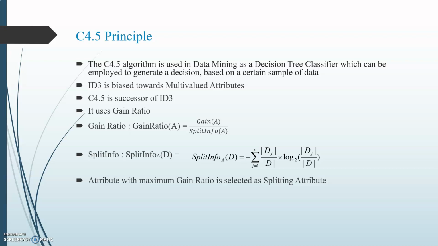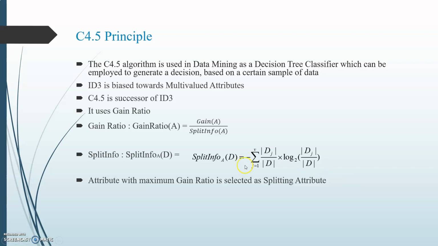The ID3 algorithm is biased towards multi-valued attributes, because ID3 favors attributes with a large number of values or outcomes. So C4.5 is a successor of ID3, or we can say it is an advancement of ID3. It uses gain ratio to decide the splitting attribute in the decision tree. Gain ratio is a normalized form of information gain. That is why C4.5 resolves the biasing problem possessed by ID3.